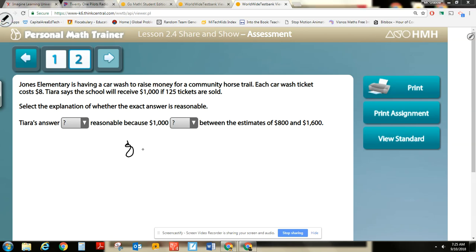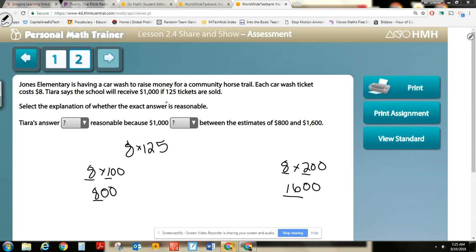She says that $8 times 125. She's saying 1,000. Well, we have to figure it out. So we're going to figure out the high end and the low end. So 8 times 100 or 8 times 200. 8 times 1 is 8. Move the 2 zeros. 8 times 2 is 16. 1600.